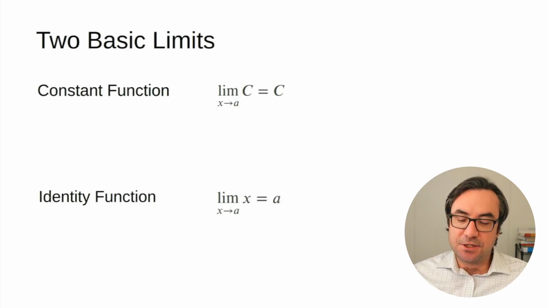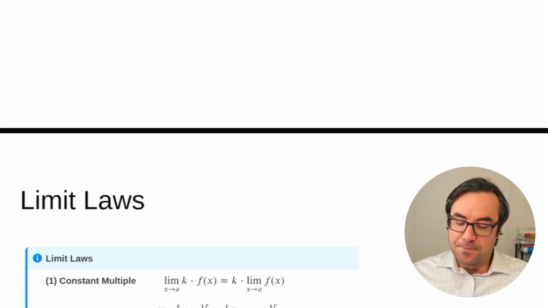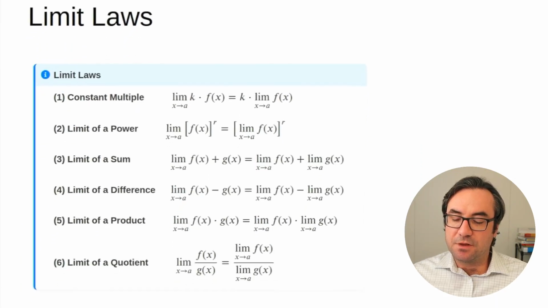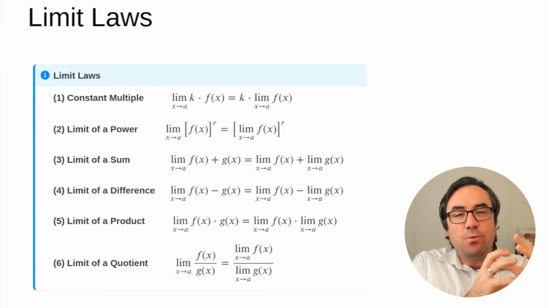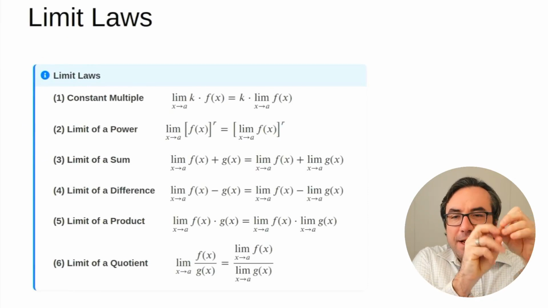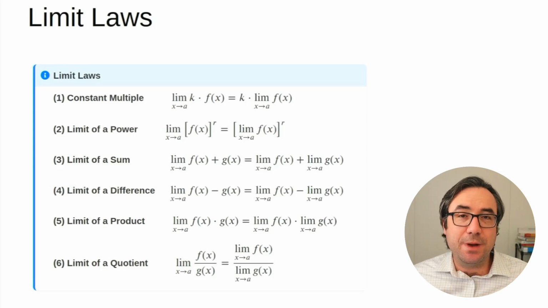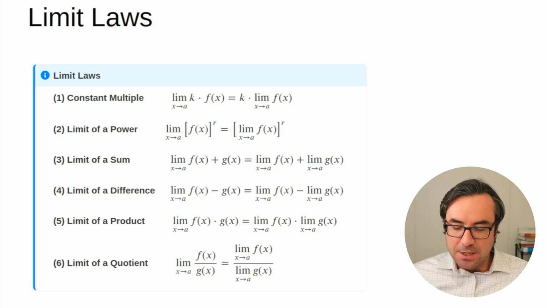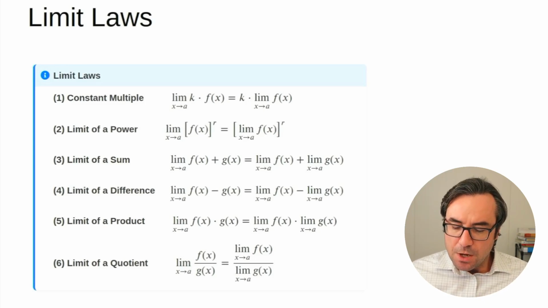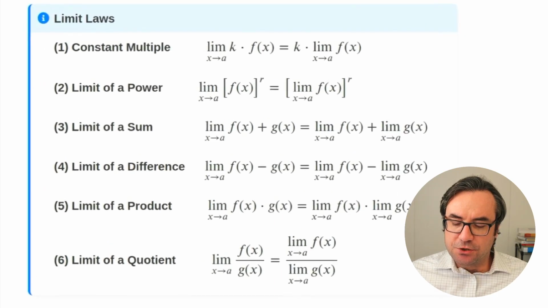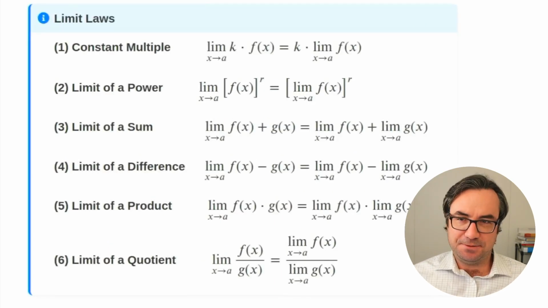But the idea is we are going to have a whole bunch of limit laws. We're going to take a function, and with these limit laws, we're going to break that function down into just those two basic limits, constants and x, the identity function. So we're going to work with these limit laws first, get a little practice with these, and then in class we'll go back to those two basic limits. All right, so what is this laundry list of limit laws?